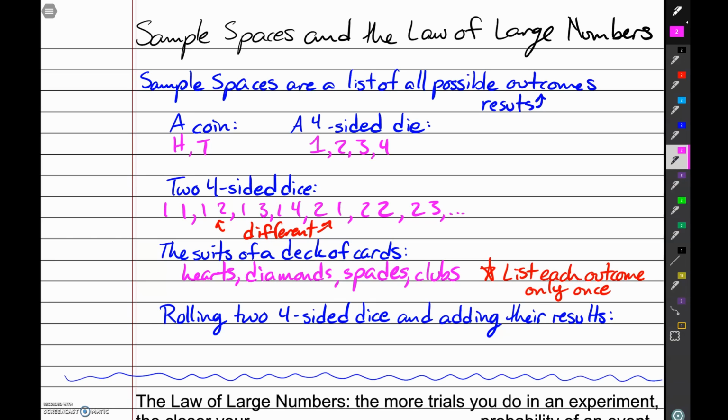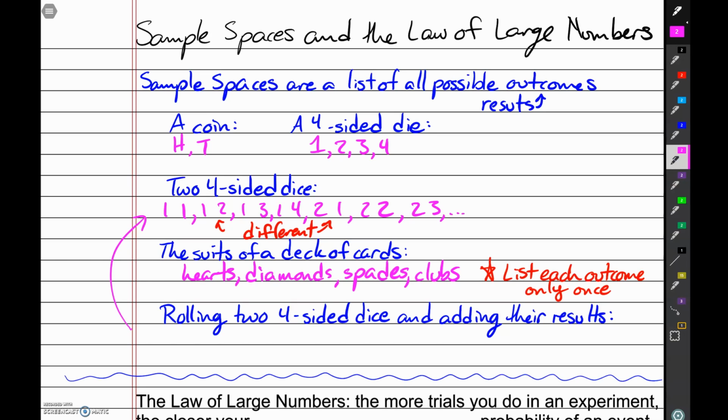Okay? So if you have a bag full of marbles and there's 4 striped marbles in there, you should only list striped in your sample space once. Okay? Never double up. The last one is kind of similar to one that's on your homework. Rolling 2 four-sided dice and adding their results. Okay, so for this one, I've already made the beginning of my list up here. That's the beginning of my list of the results I would get. So all I have to do is add them together.